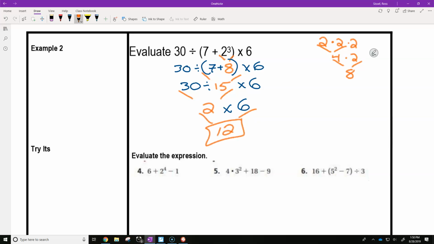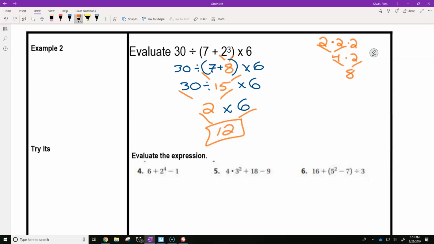Here's the thing. This is why I like order of operations. You look at this equation, 30 divided by parentheses 7 plus 2 to the third parentheses times 6, and to be honest, it looks a little overwhelming. You're like, holy cow. But if we just did it one step at a time, really all I did was 2 to the third power. Number 2, can you do 7 plus 8? Oh, yeah. Third question, can you do 30 divided by 15? Oh, yeah. Fourth question, can you do 2 times 6? Oh, yeah. Oh, that's simplified.